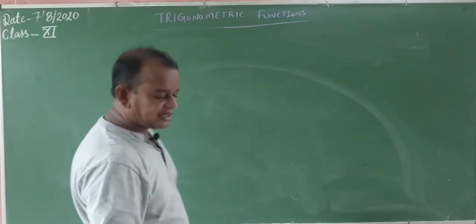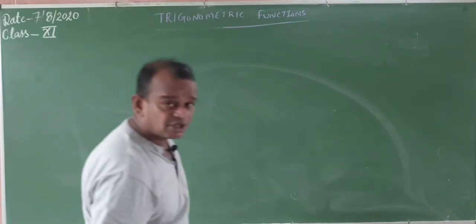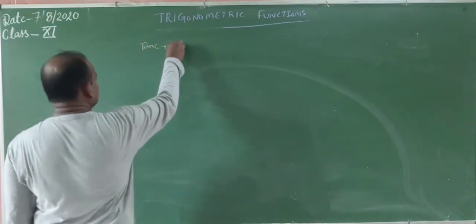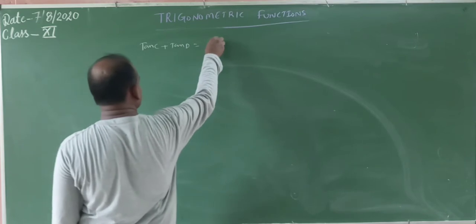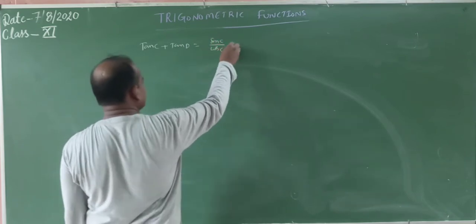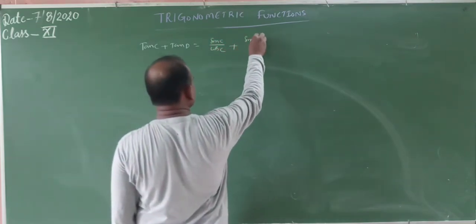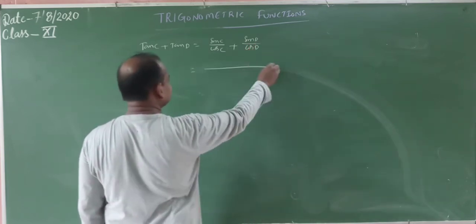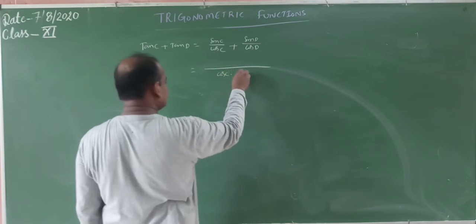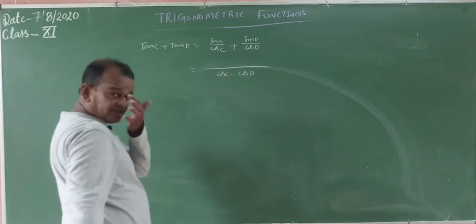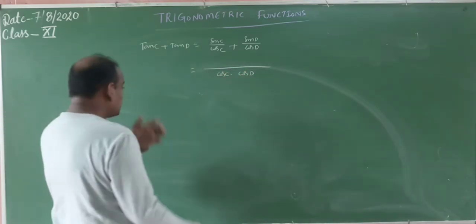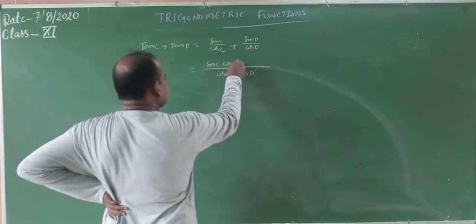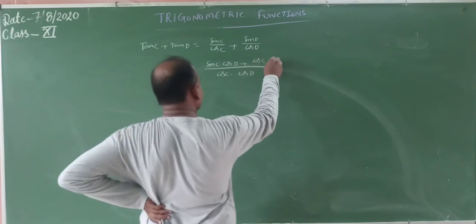Now, suppose tan C plus tan D, what happens? What is the formula of tan C plus tan D? Observe that. Tan C means sin C by cos C. Tan D means sin D by cos D. What is the LCM? Cos C into cos D. Say yes or no? The numerator is sin C cos D plus cos C sin D.